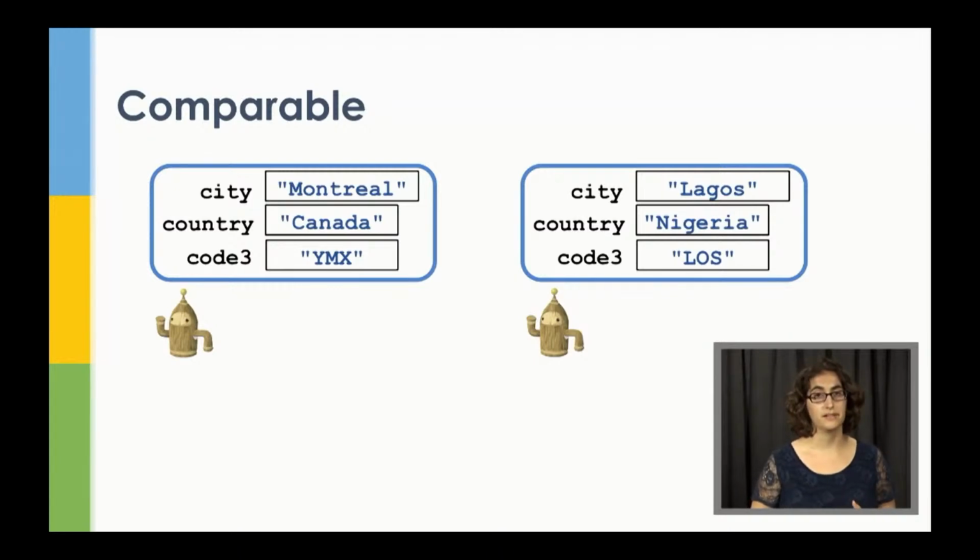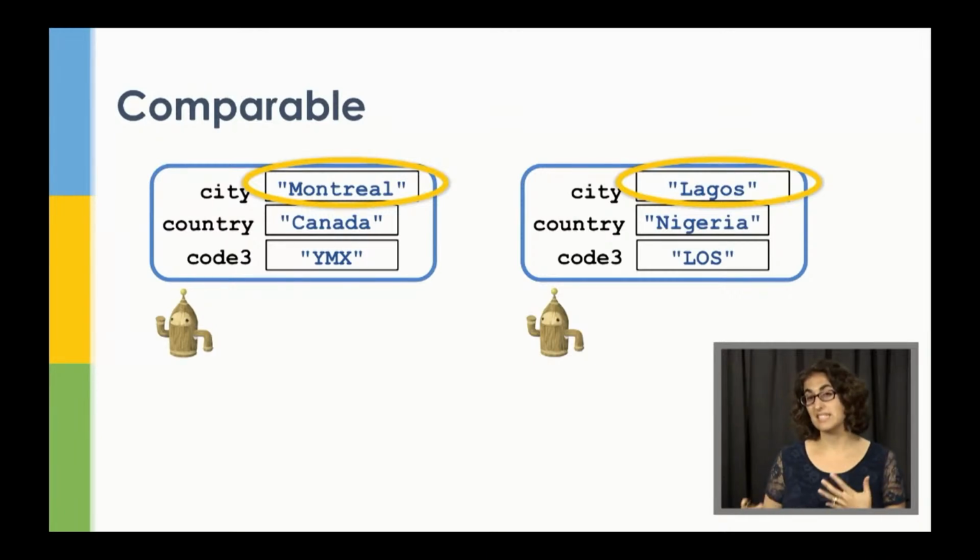And so, for example, if we think about the object that has the city Montreal in Canada with a particular airport code, and the airport object that's initialized to the airport in Lagos, then we might want to compare these two and say M comes after L in the alphabet. So when we're thinking about the city names, the object that corresponds to the airport in Montreal should come after the object that corresponds to the airport in Lagos.